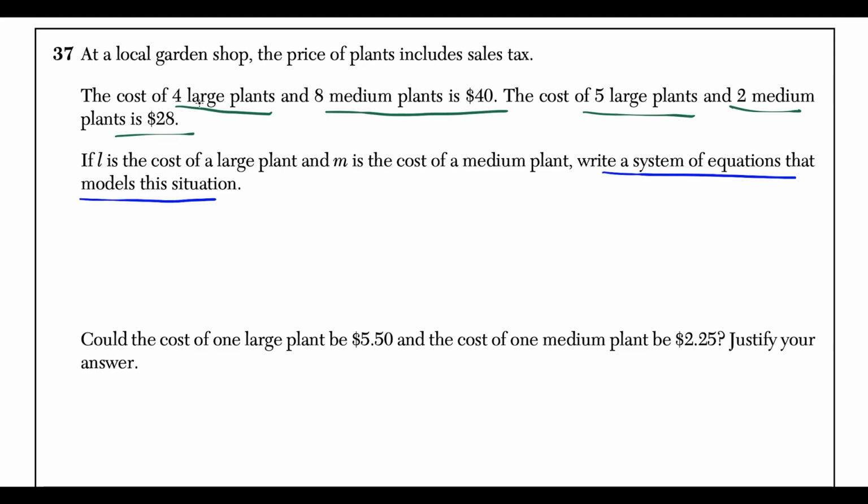So here, L represents large plants, so I'm going to have 4, and I'm going to use a script L so it doesn't look like a 1. So we have 4 times L plus 8 times M is equal to 40. So here's one equation, but then we use the next sentence. 5 large plants would be 5 times L plus 2 medium plants, which is going to tell us equals $28. So here's our system of equations.